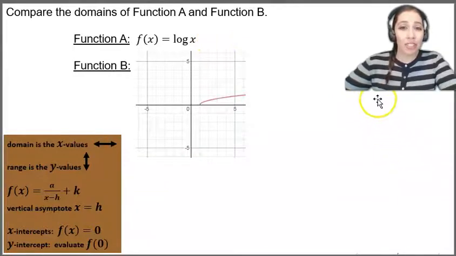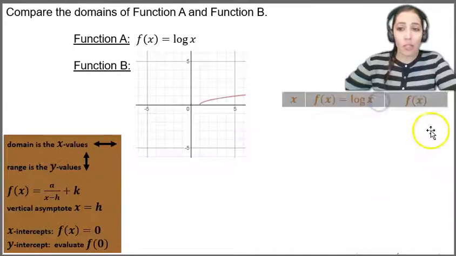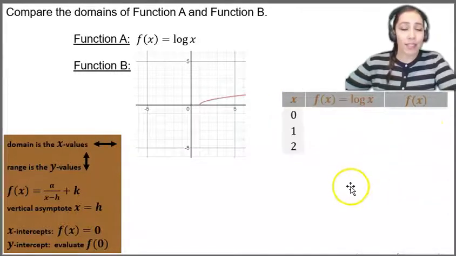Now, on function A, I have f of x equals the log of x. I'm not really sure exactly what points this goes through, so I'm going to go ahead and make an xy chart. My x values are just x values I randomly decide. I decided to try 0, 1, and 2. In the center, I put my function f of x equals log of x, and on my right column, I have my y, also the f of x.